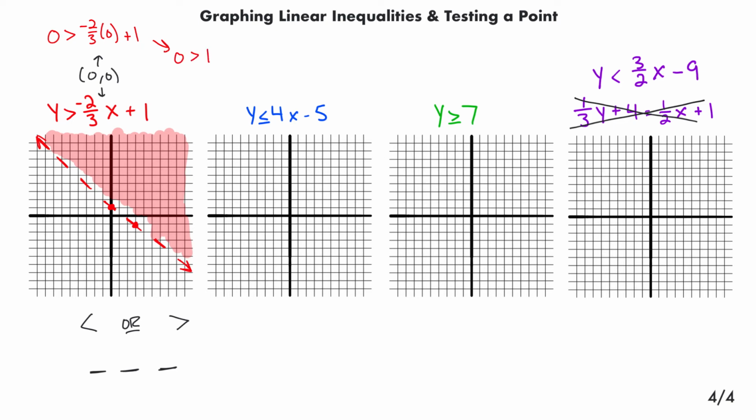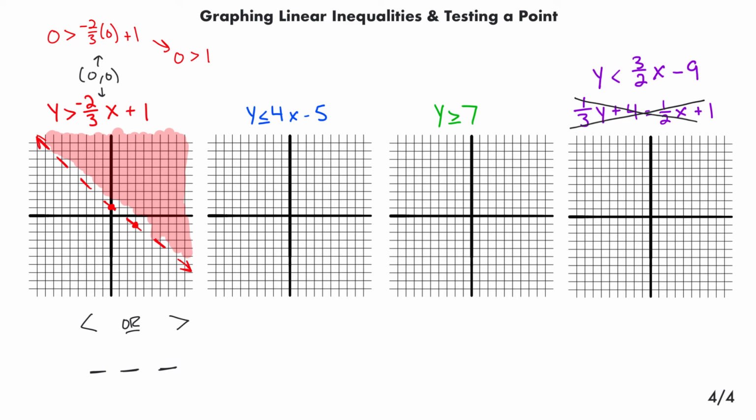Is that true? Is 0 bigger than 1? No. Therefore, the location where we chose the test point, 0, 0, is not going to be shaded because it produced a false statement. So this side can't be shaded. Therefore, logically, this side must be the one that's shaded. So you pick a test point. If it's true, that region is shaded. If it's false, that region's not shaded. I like the intuitive approach because you can do it in just a couple seconds. This requires a couple steps.